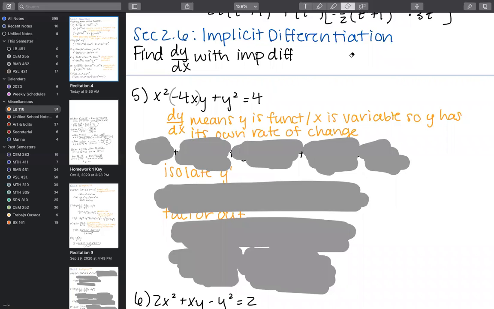So I'll remind you guys that dy dx just means y prime when a function is written with x as its variable.